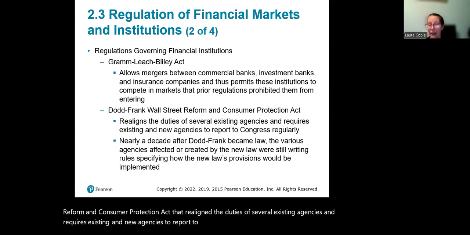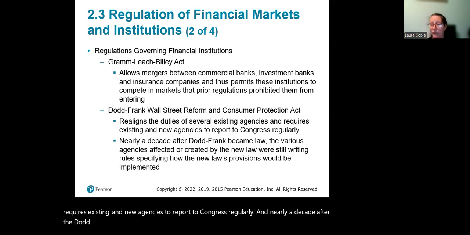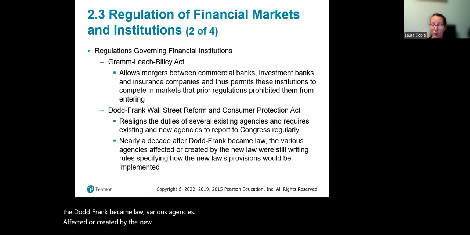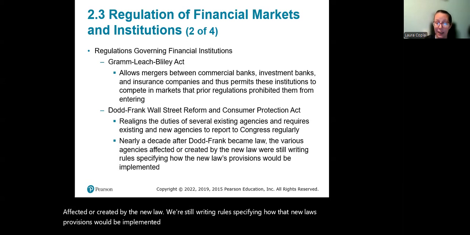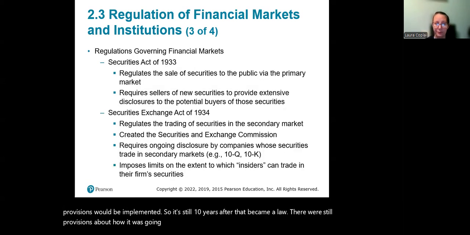Nearly a decade after Dodd-Frank became law, various agencies affected or created by the new law were still writing rules specifying how that new law's provisions would be implemented. So 10 years after it became law, there were still provisions about how it was going to be implemented. The Securities Act of 1933.